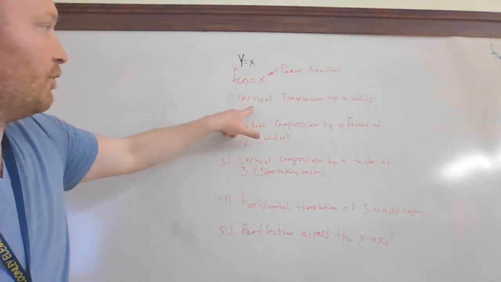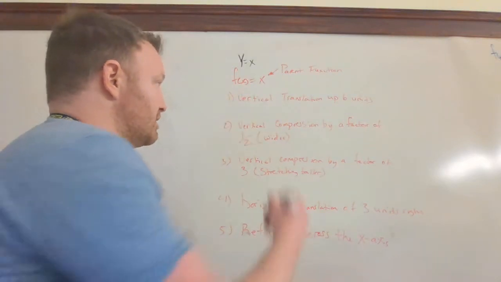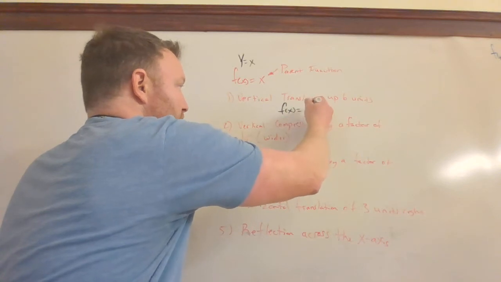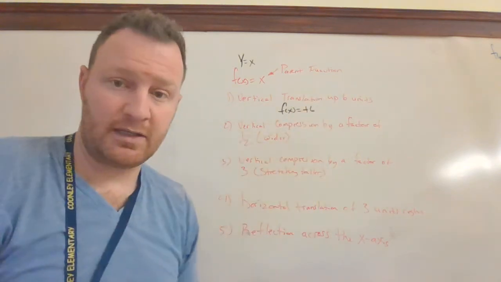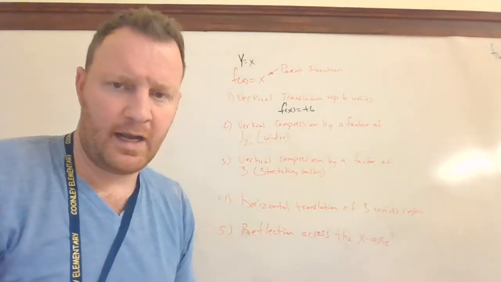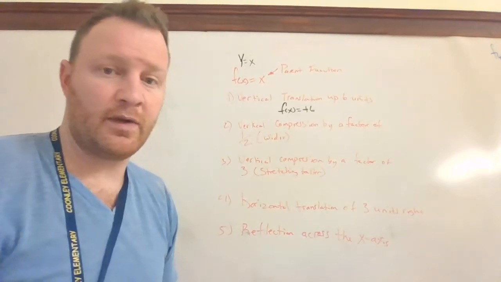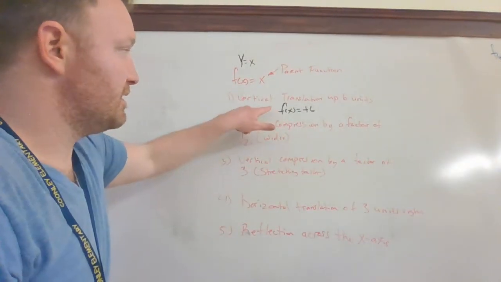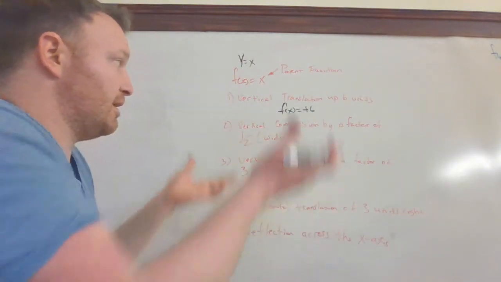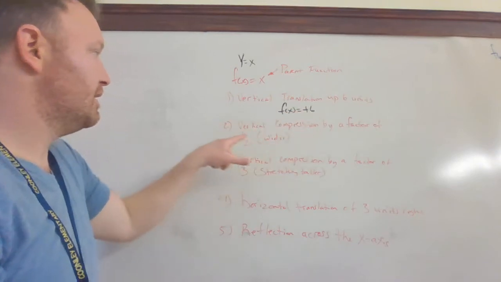The first thing says a vertical translation up 6 units. The translation for this would simply be f of x equals x plus 6, okay? The reason is because it's moving up, so that's all you're adjusting right there. So this is f of x equals x plus 6, because you're moving the entire thing up 6. That strictly refers to the y-intercept.